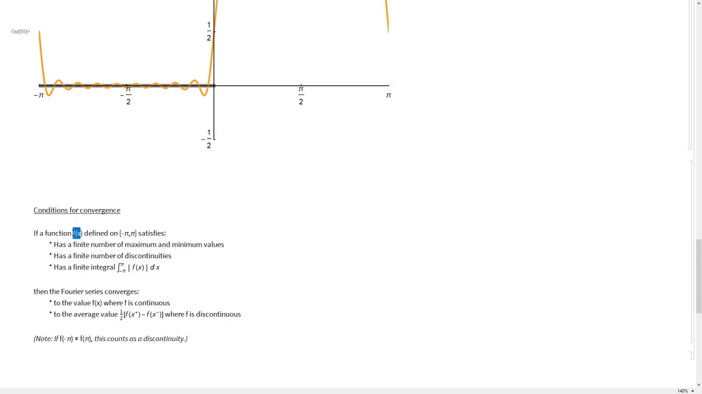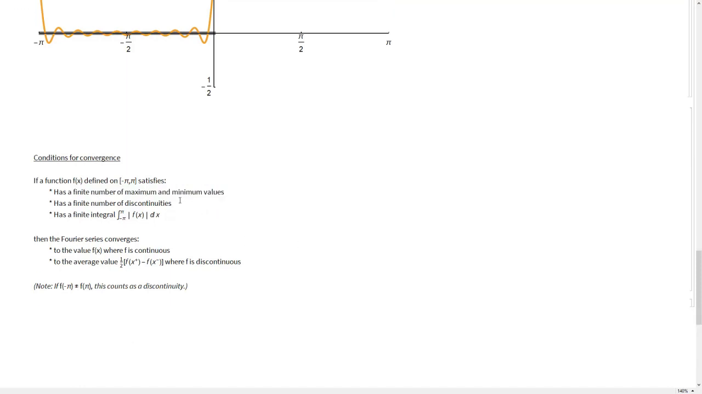You take a function f of x defined on minus pi to pi, and you make sure it satisfies three things. It can oscillate, it can have many maxima and minima, but it has to have a finite number, like 10. It can't be some crazy function like sine x over x, which oscillates infinitely many times near the origin, but is nevertheless continuous. So it has to have a finite number of maximum and minimum values. It can have discontinuities, as we've seen, but it has to have a finite number. It can't do that jump infinitely many times.